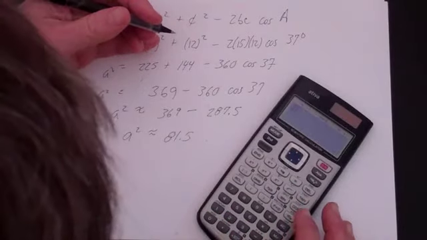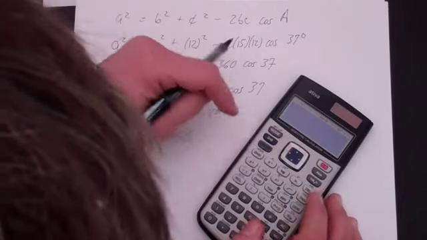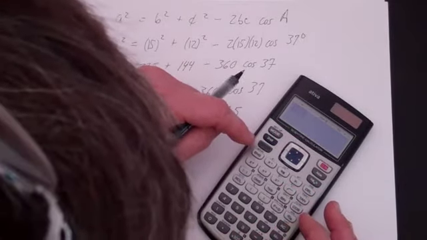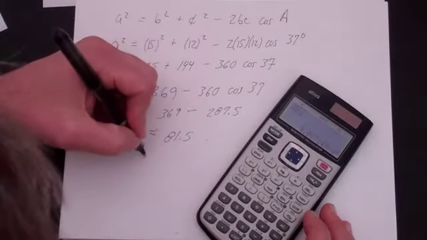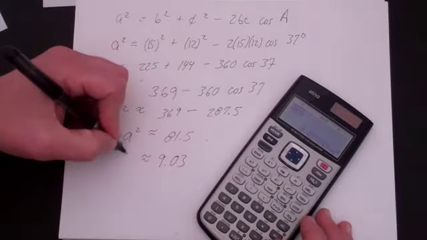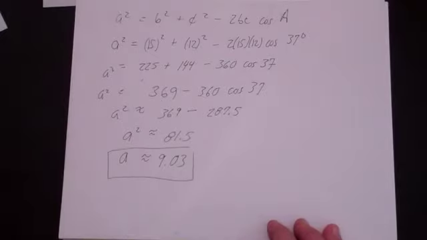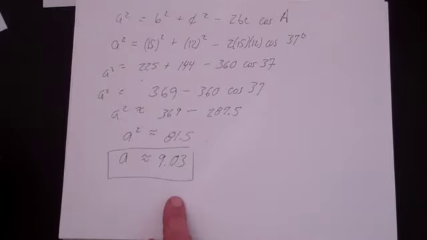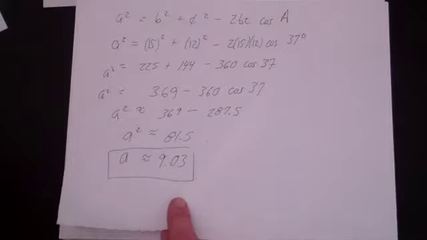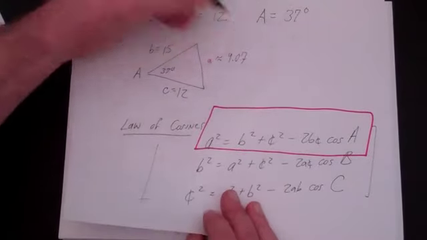Take the square root of that. You get around 9. And oftentimes you can look at your answer and see if that's approximately right. It is in that case. That's how you find side A. Now if you go back to the original problem, we now know A is about 9.07.